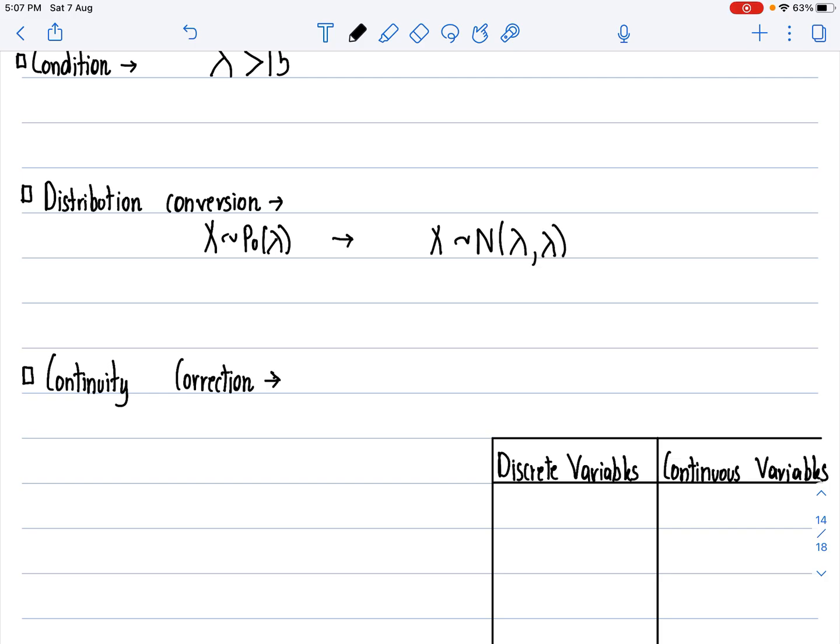Why is it something like this? Because I know the lambda here is the mean and the variance, correct? And in the normal distribution, we always write mean, comma, variance. So that's why your distribution will basically be converted to lambda, comma, lambda. This is very important to understand.